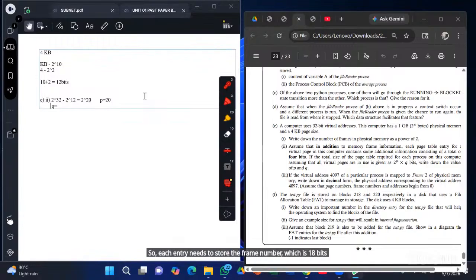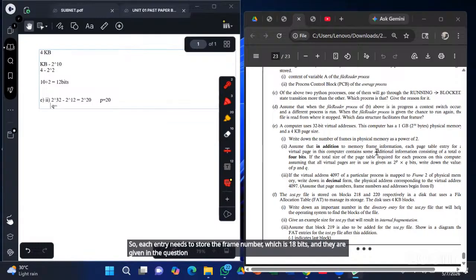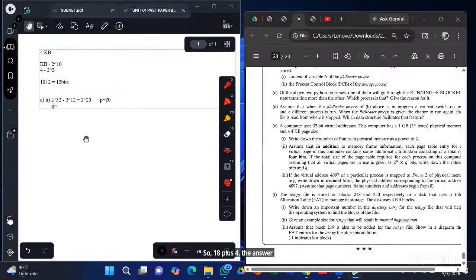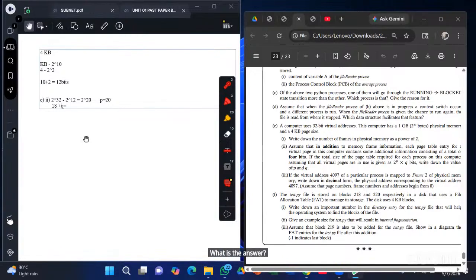And they are given in the question that the additional information consists of a total of 4 bits, isn't it? Right? So 18 plus 4, what is the answer? 18 plus 4 is 22. So Q is 22. Simple.